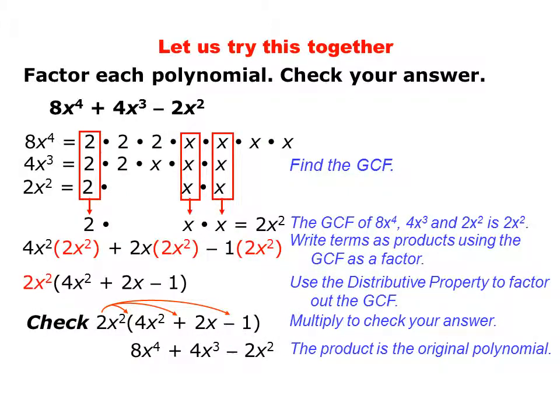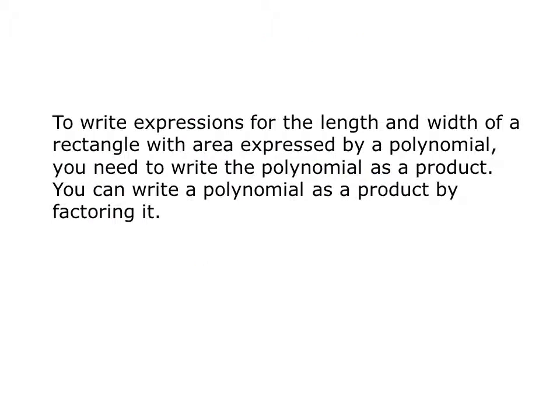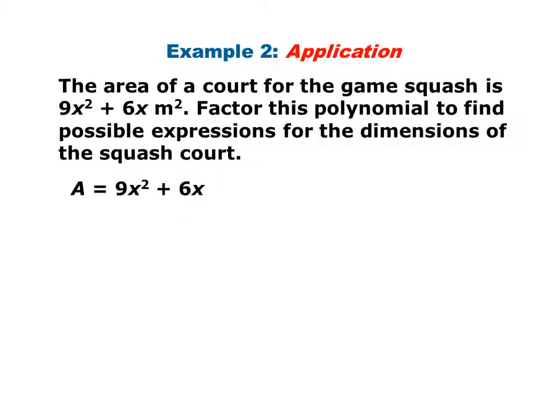Okay, very good. Now, to write an expression for the length and the width of a rectangle with the area expressed by a polynomial, you need to write the polynomial as a product, and you can write a polynomial as a product by factoring it. Now, if I gave you this application, what would you do? You want to find out the area of the squash area. How do you do that? 9x squared plus 6x. Remember, we're doing length times width. To find which one is the length and which is the width, you factor.